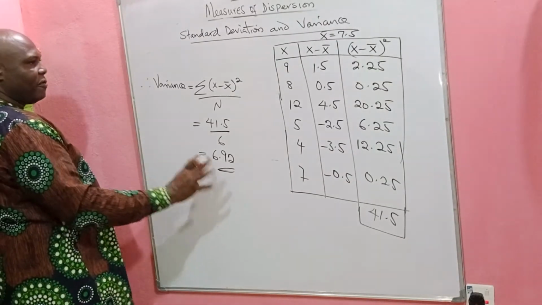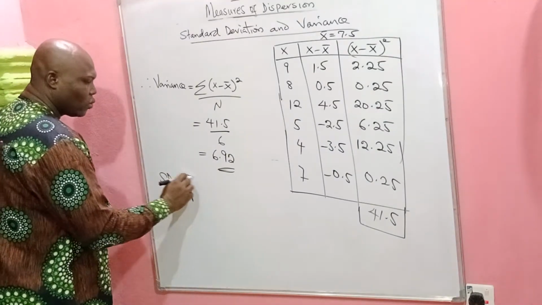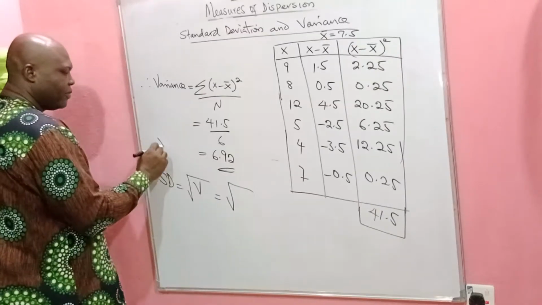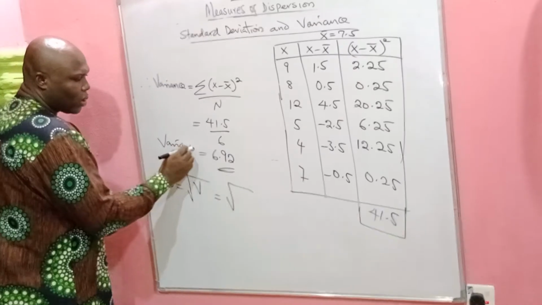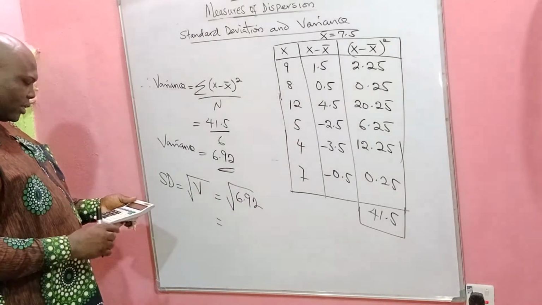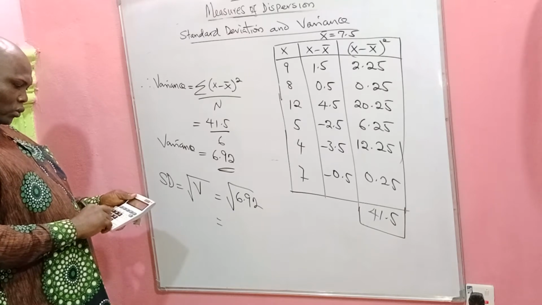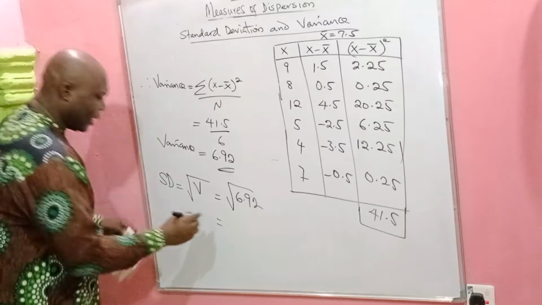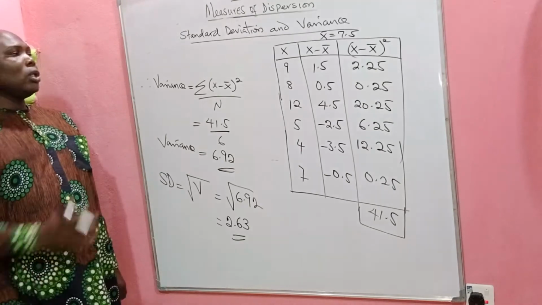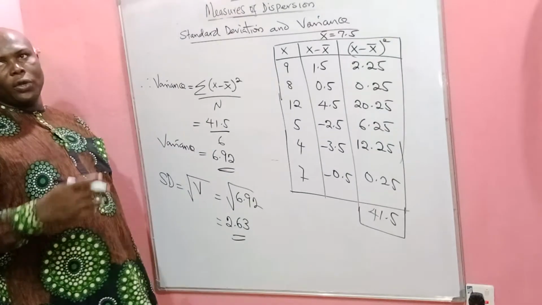So once we have our variance, the next thing is for us to get the standard deviation. Standard deviation is always the square root of the variance. So it is going to be the square root of this variance, which is 6.92. Alright, so we'll find the square root of that. So we have 2.63. Therefore the standard deviation will be 2.63. So that's how we compute standard deviation and variance for raw data.